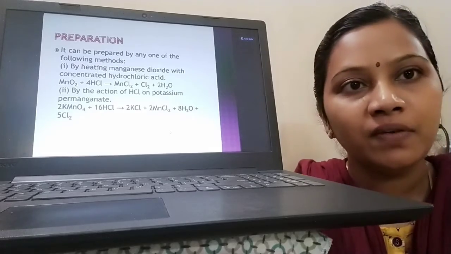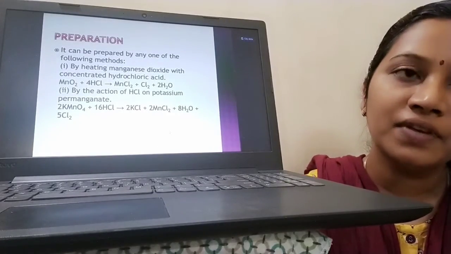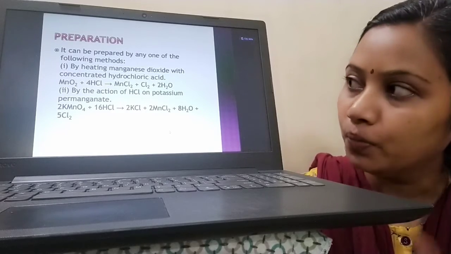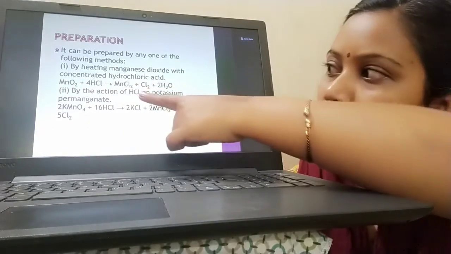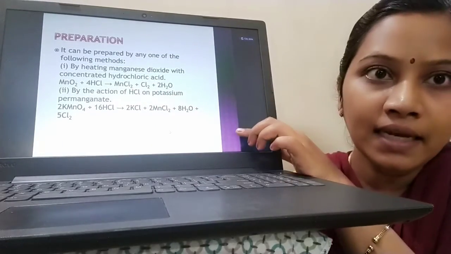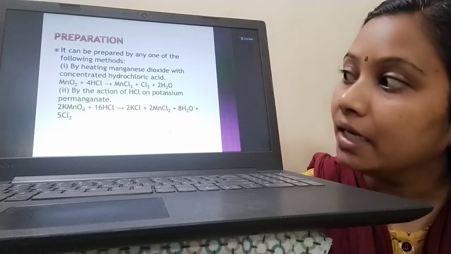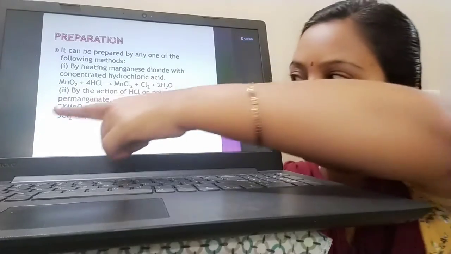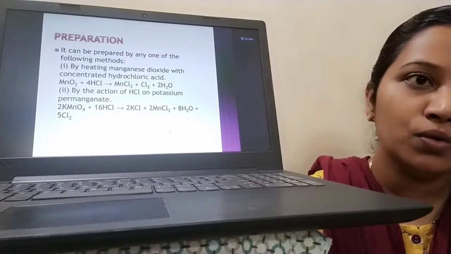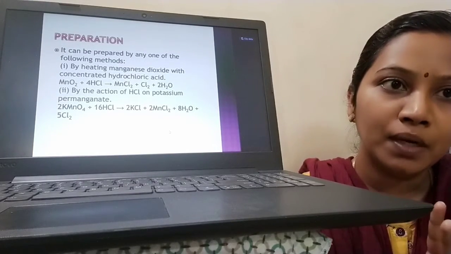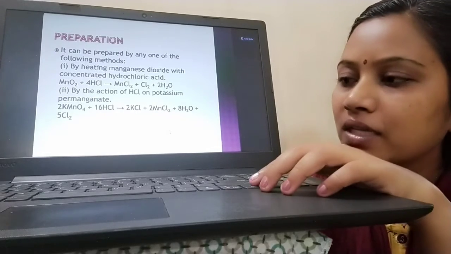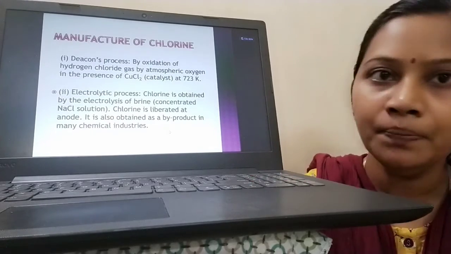There are two ways by which chlorine can be prepared. The first way, which we discussed in slide 1, is the reaction of HCl with MnO2. HCl with MnO2 gives MnCl2, Cl2 plus 2 water molecules. Second, when you make potassium permanganate react with HCl, you will be getting elementary chlorine. So the two reactions by which chlorine can be produced are MnO2 with HCl and KMnO4 with HCl.